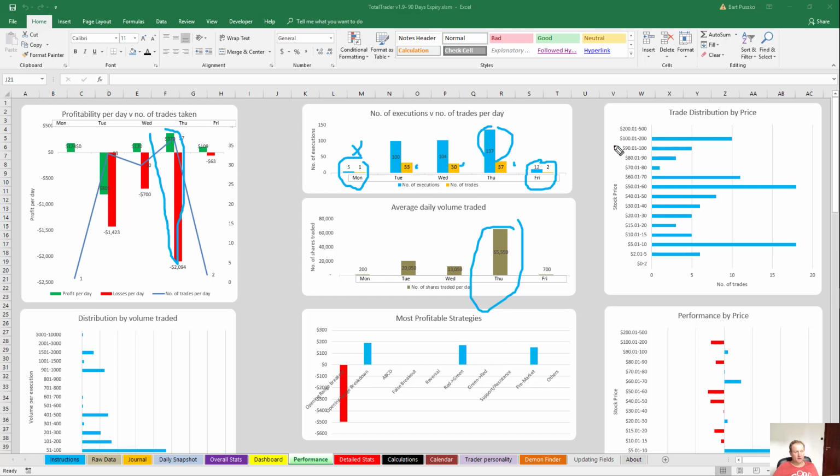Then you got trade distribution by price. So which prices of stocks are you trading most? So this doesn't show you your profit loss. This just shows you how many trades do you take based on the price of the stock. So as you can tell from my situation, $5 to $10 and 50 to 60 are the two biggest standouts here.